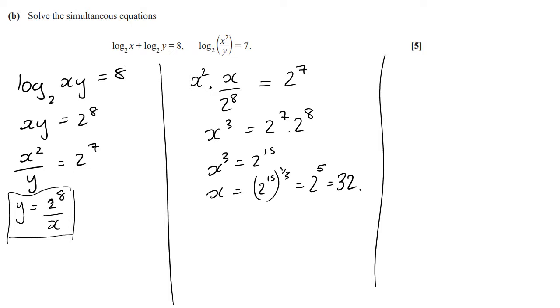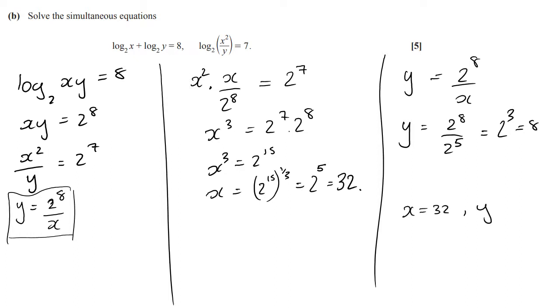Now we need to work out the y value. So we have y equals 2 to the 8 over x. So y equals 2 to the 8 over 2 to the 5. Rules of indices, you would take away, so that's going to be 2 to the power of 3, which is 8. So solving these simultaneous equations, x is equal to 32 and y is equal to 8. Next question.